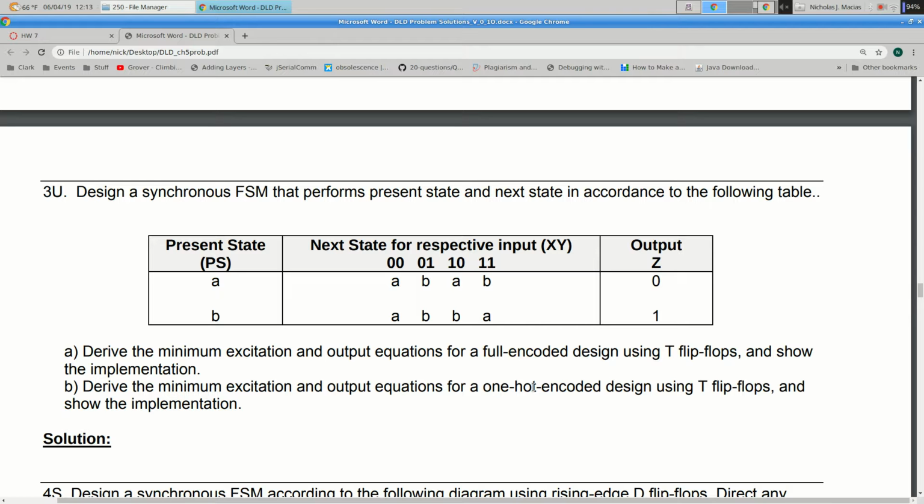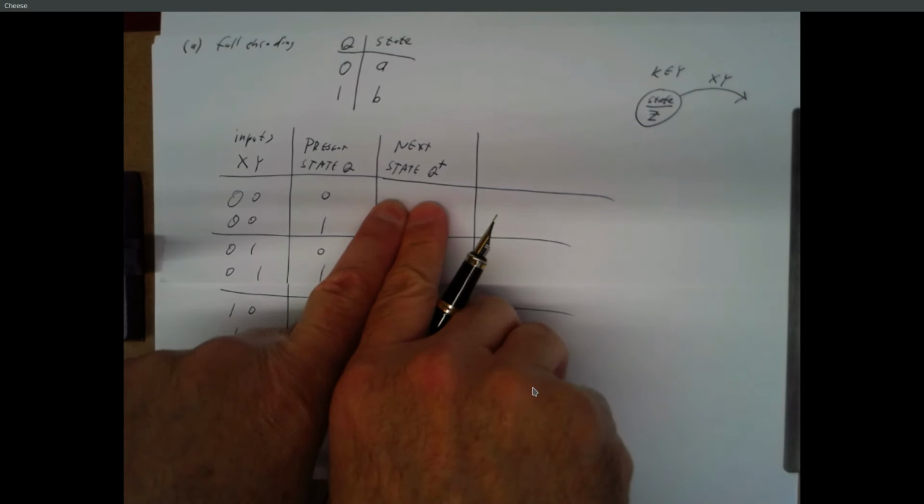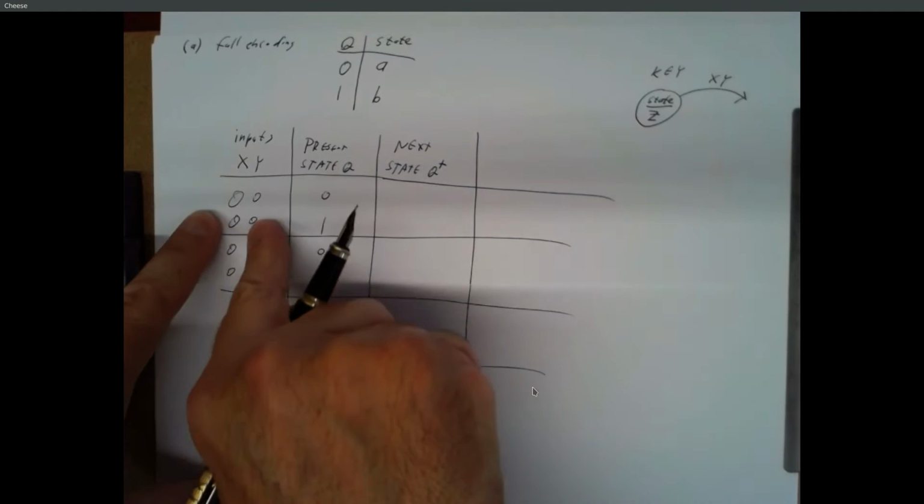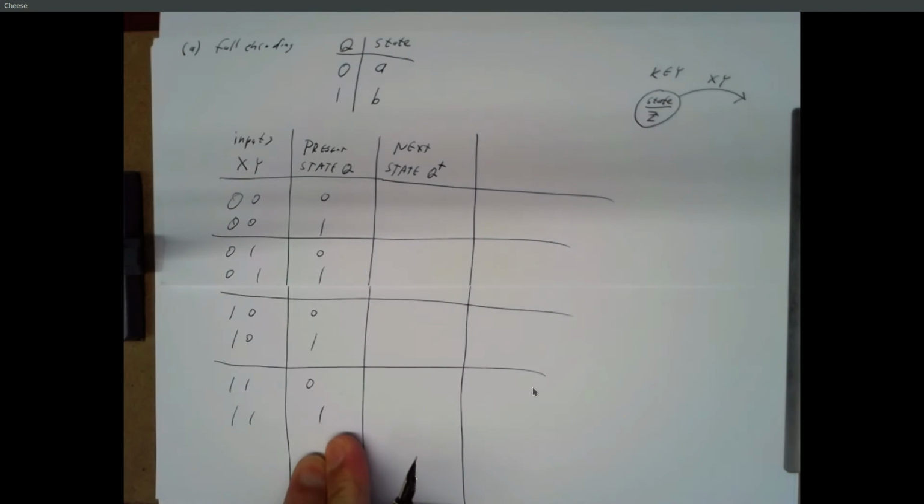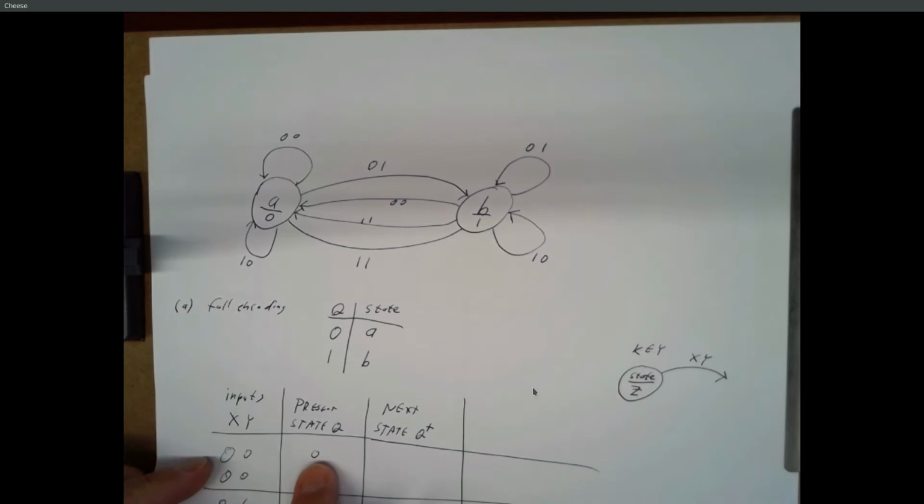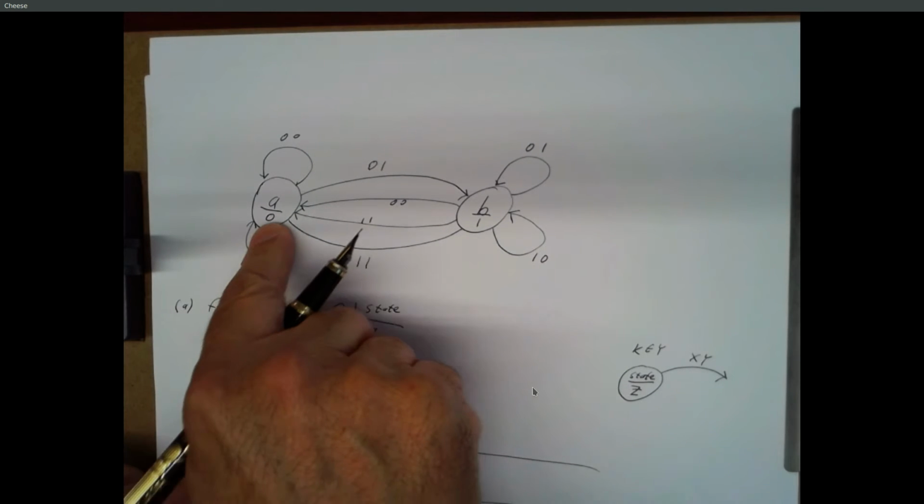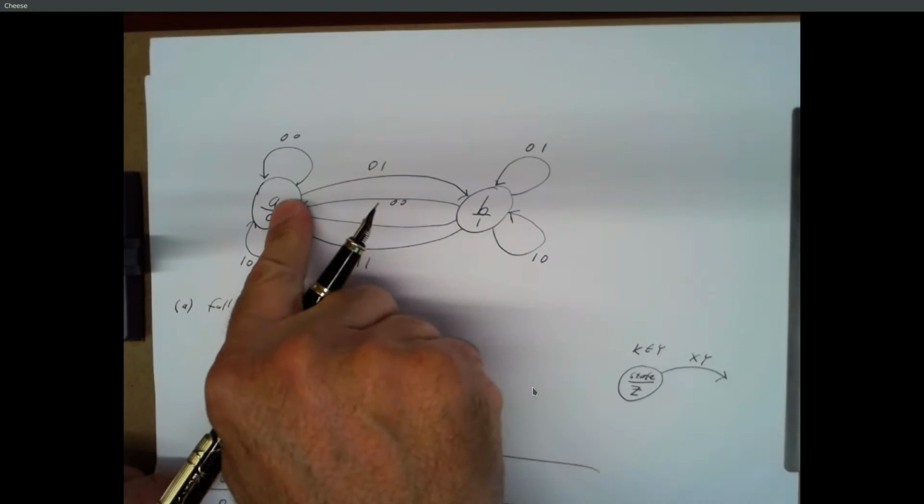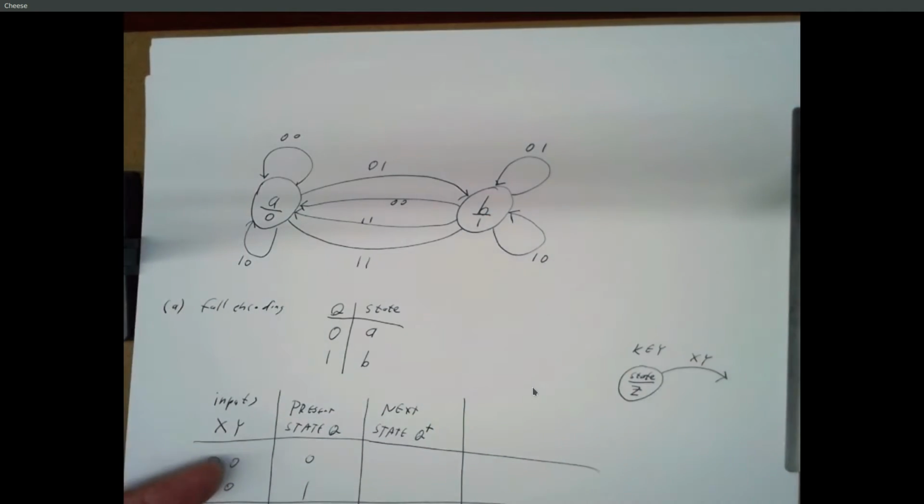The next state you just fill in from your state diagram or your state table. So here's the inputs X, Y, here's the present state Q. We've got 8 combinations, so 8 rows. So look at our diagram conveniently off screen. If your present state is 0, that's state A, and your input is 0, 0, your new state is also A. If your input is 0, 1, your new state is B.